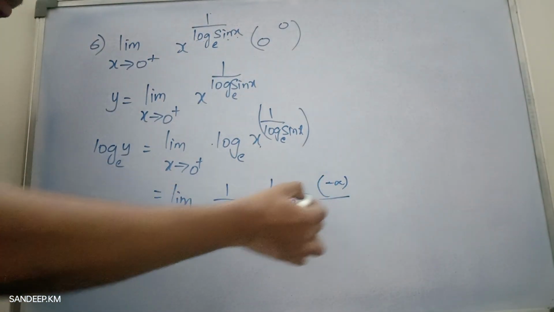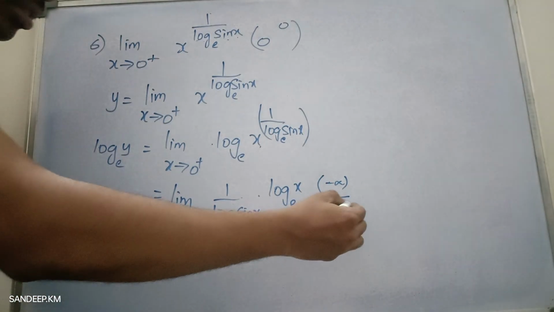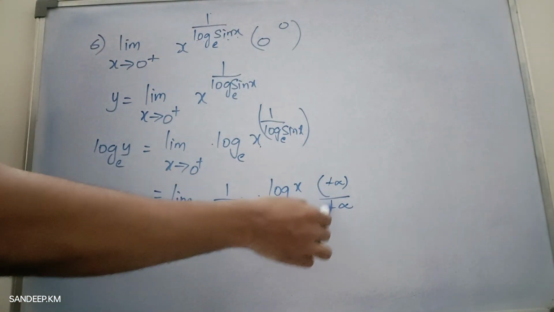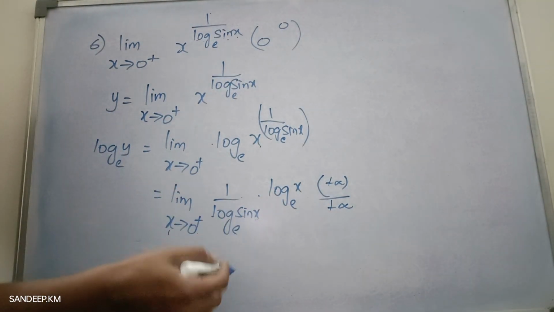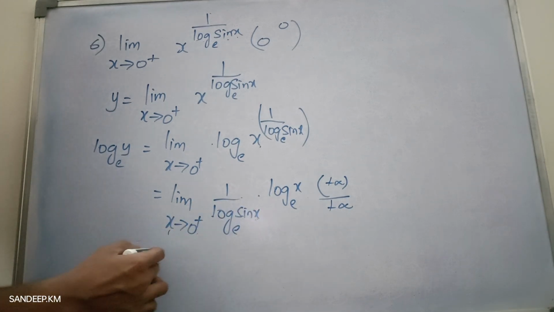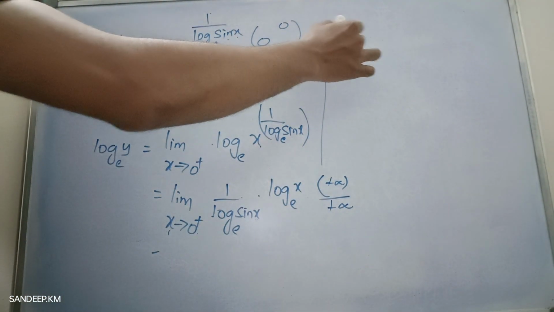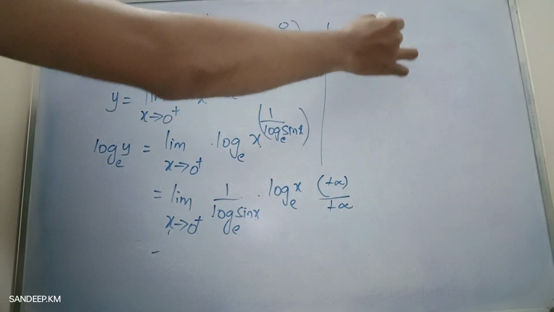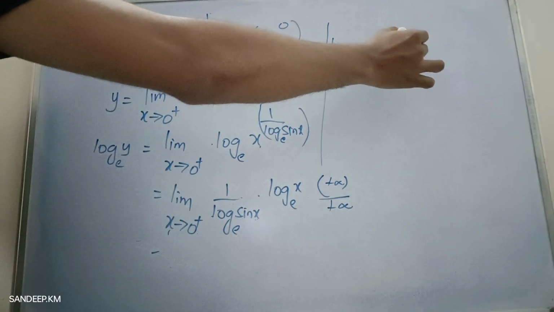So numerator by denominator, and if I substitute x as 0 plus, log of 0 plus is minus infinity divided by log of sin of 0 plus. Sin of 0 plus is 0 plus and log of 0 plus is minus infinity. Minus and minus will get cancelled. It is in the form of infinity by infinity. For that reason, let me use L'Hospital's rule. So according to L'Hospital's rule, you are actually finding log y value. Keep this in mind. Limit x approaches 0 plus.